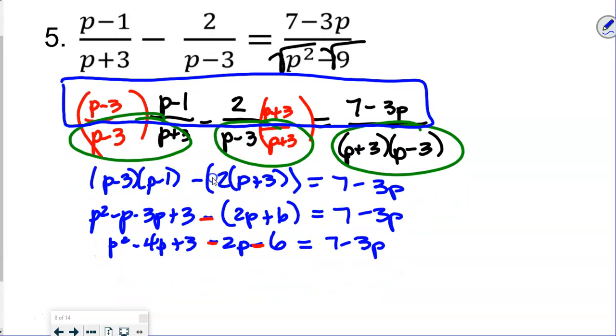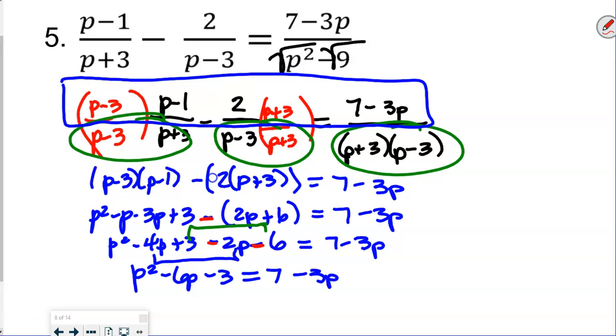Now what we're going to do is we're just going to simplify. We're going to keep simplifying the problem. So we've got p squared, then these are like terms, so that's going to be minus 6p. And these are like terms right here, so that's going to be minus 3. Actually, let me do that in the same color I was working in. So that's going to be minus 3 is equal to 7 minus 3p. So then we need to move these. So that's going to be minus 7 plus 3p plus 3p. So that's going to give us p squared minus 3p minus 10 equals 0.